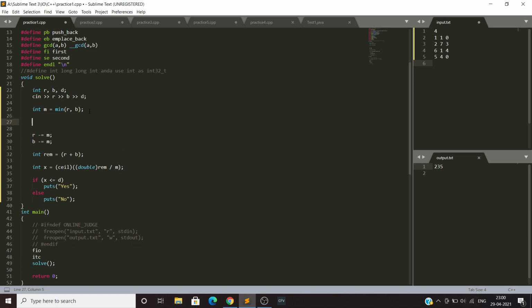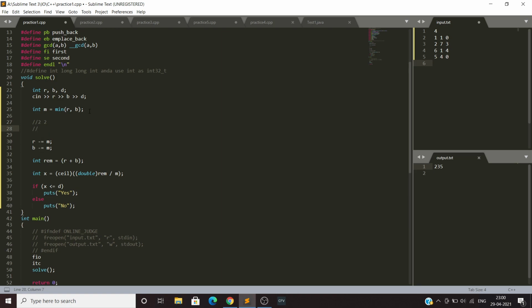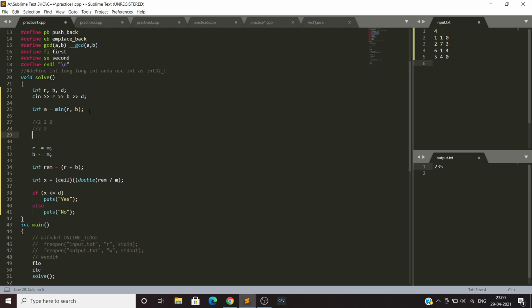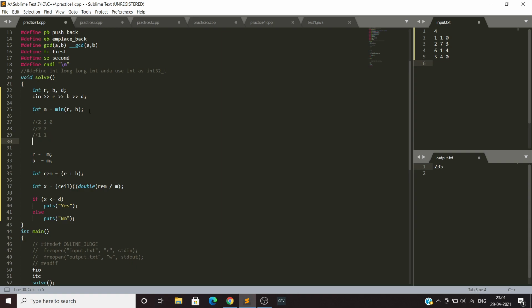For example, we are given two blue beans and two red beans, and the minimum absolute difference would be 0. Then we can distribute it like 2 in the first packet and 2 in the second packet. Also we can distribute it like one in the first packet, one in the second packet, and so on. Means this is red and the second one is blue.